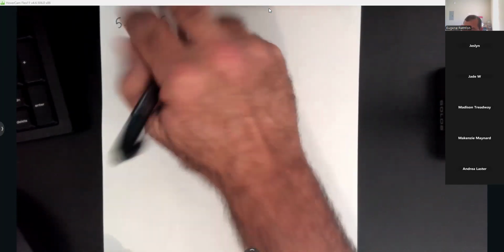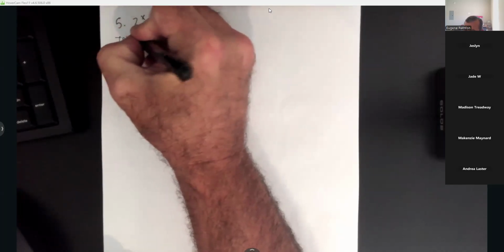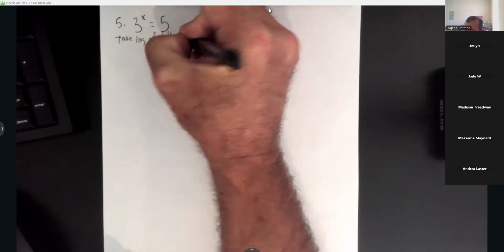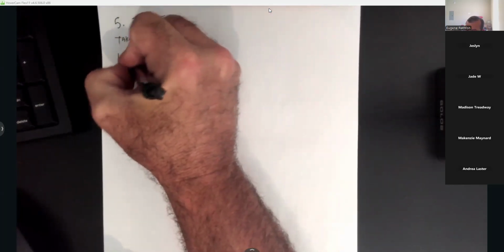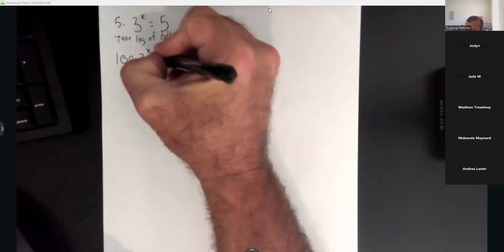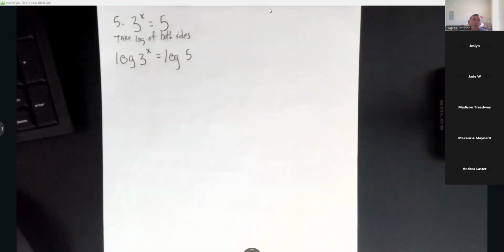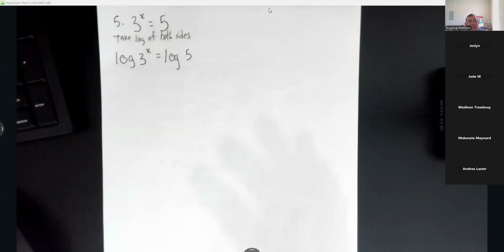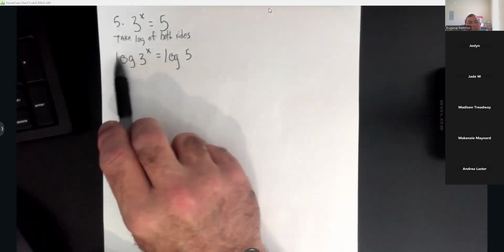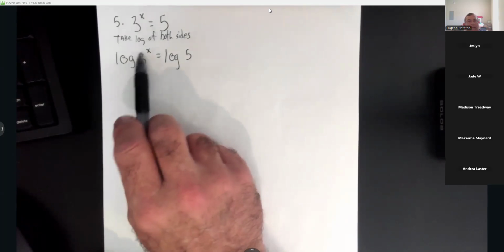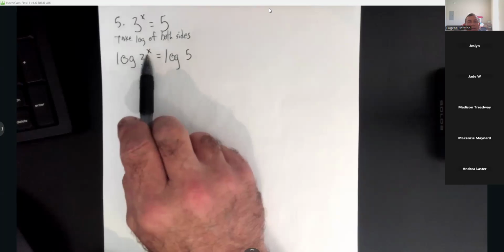So since I cannot rewrite it, I'm going to take a log of both sides. So that's going to give me a log of 3 to the x equals a log of 5. And you're going to notice when you cannot rewrite them using the same base, y'all, it's going to be log stuff all over the place, okay? So the reason we wanted to take a log of each side is so I can bring this exponent down. I can't solve for the exponent while it's up here like an exponent.